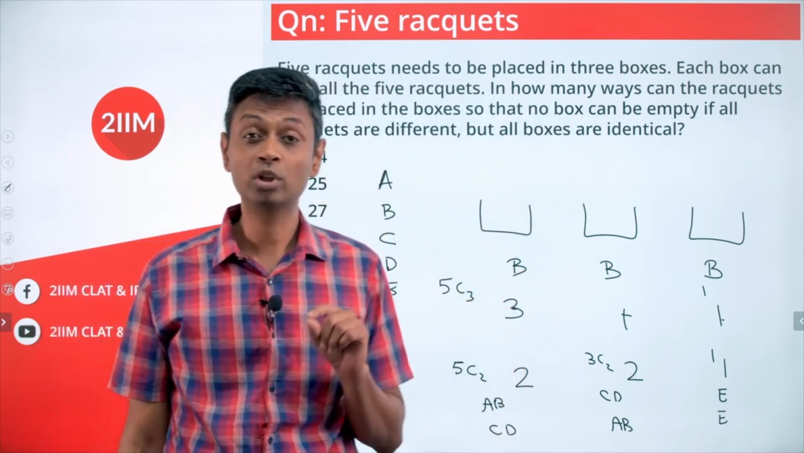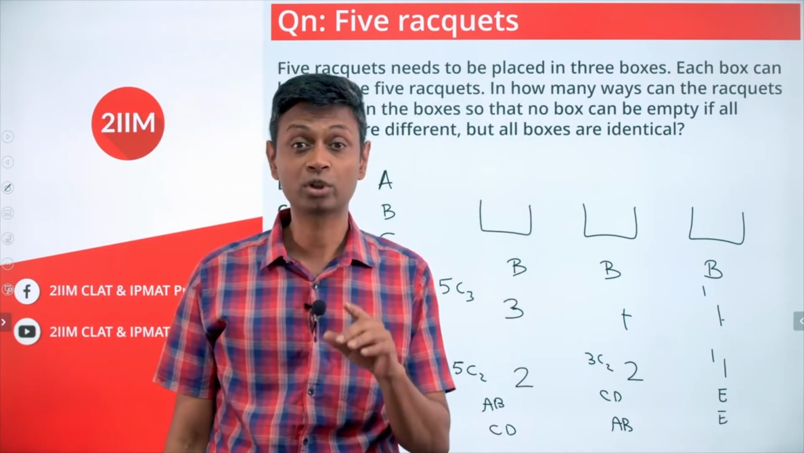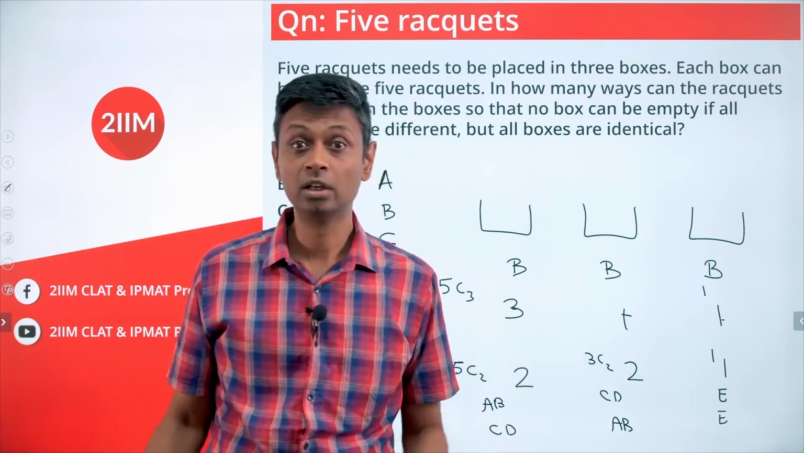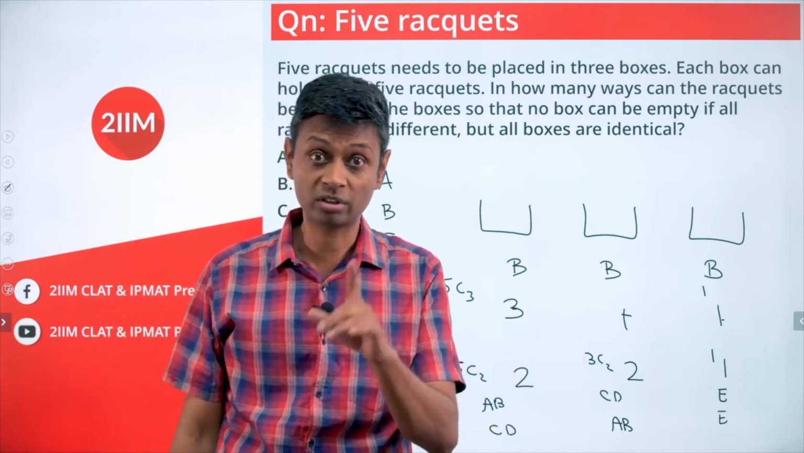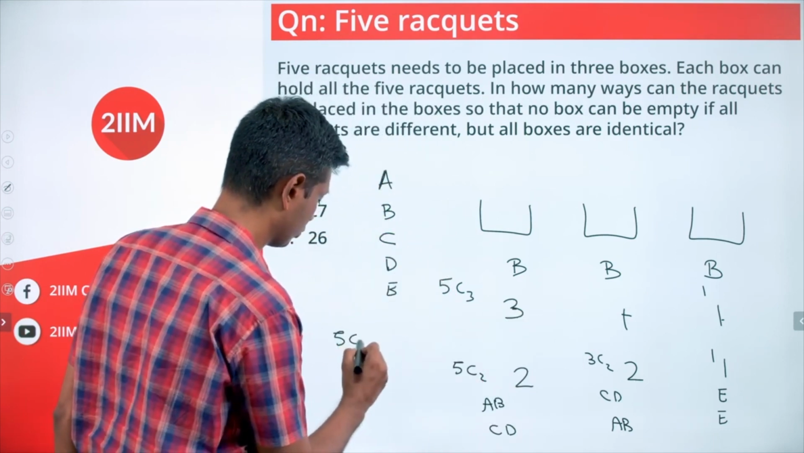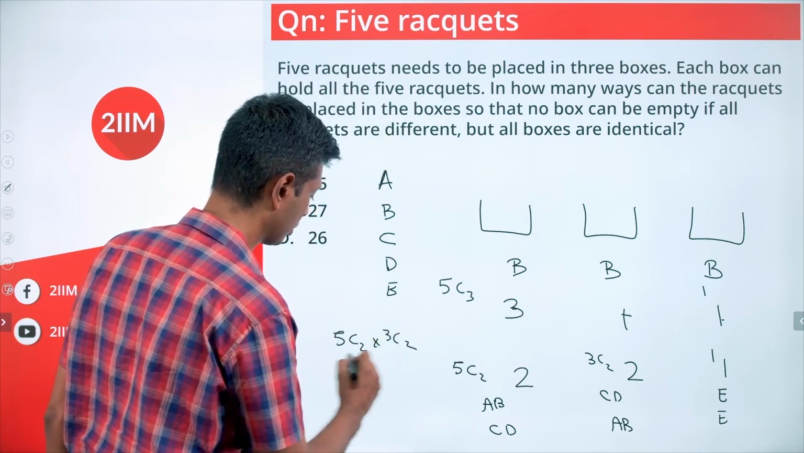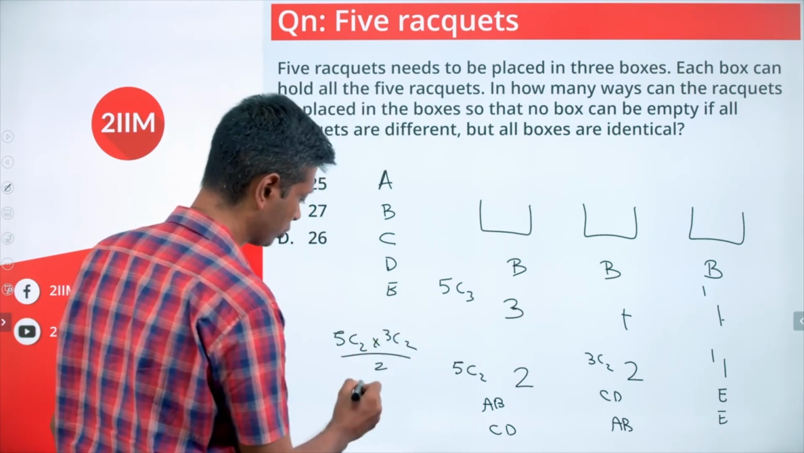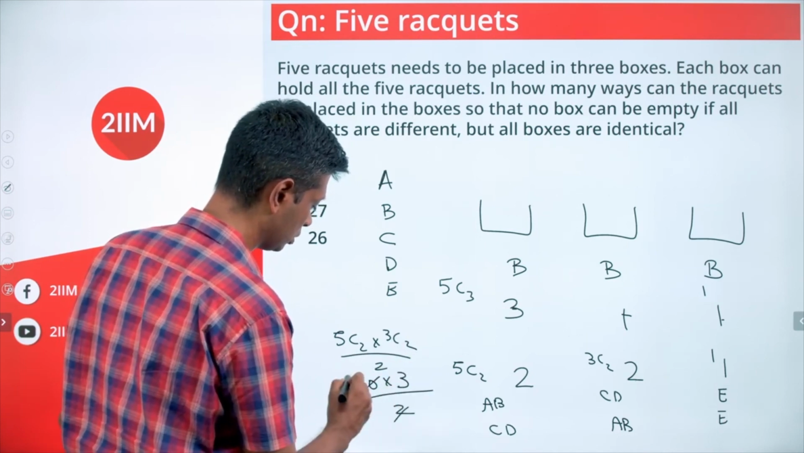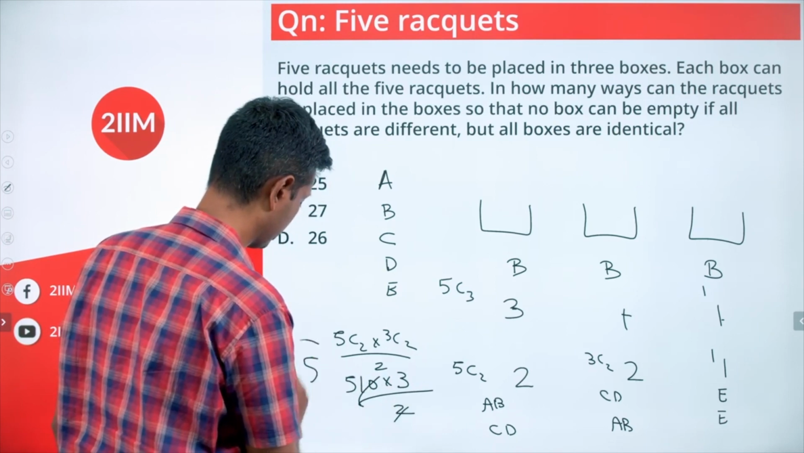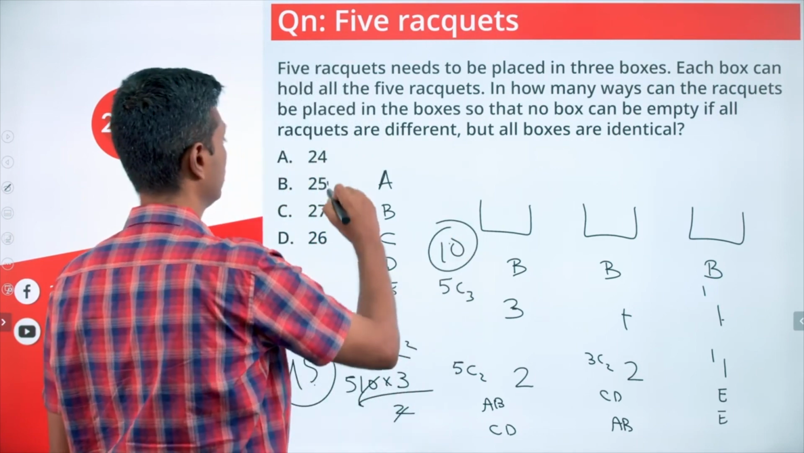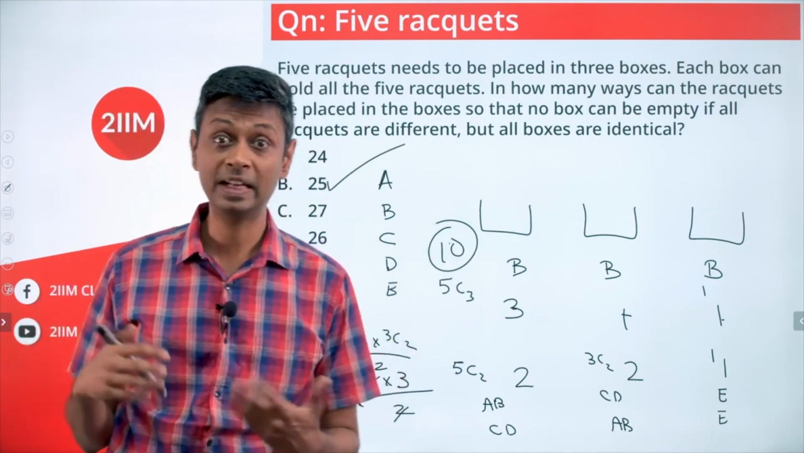I select A and B to go to the first box, C and D for the second box, E for the third, or C and D for the first box, AB for the second box, E in the third. Effectively, I'm doing the same thing because the boxes are identical. So this one is not 5C2 into 3C2. It is 5C2 into 3C2 by 2. 5C2 is 10, 3C2 is 3. 10 into 3 by 2 is 5 into 3, 15. This one is 5C3, which is 10. 10 plus 15, 25. Beautiful question, absolutely delightful question.